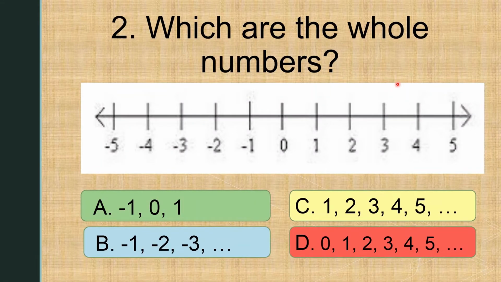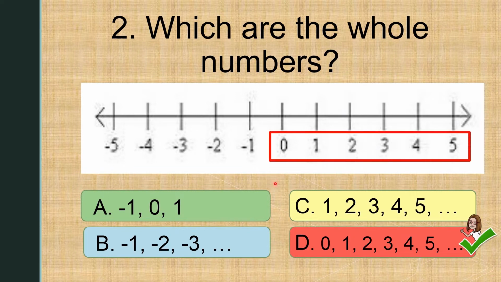And the correct answer is letter D. Whole numbers start from 0 and the numbers 1, 2, 3, 4, 5 up to infinity. So you know that the numbers do not end at 5 here, since we know that in a number line, having its arrowheads on both directions, it goes on up to infinity. Okay? So, again, the whole numbers are made up of 0, 1, 2, 3, 4, 5, and so on.